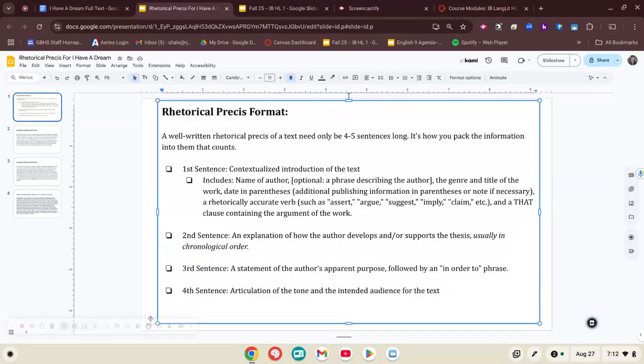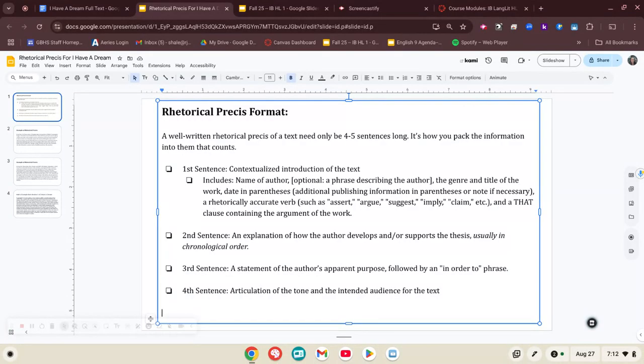The third sentence articulates the author's purpose, and then it also has it in order to. So if you're saying his purpose is to highlight the failure of the Emancipation Proclamation in order to mobilize the audience to do this thing.